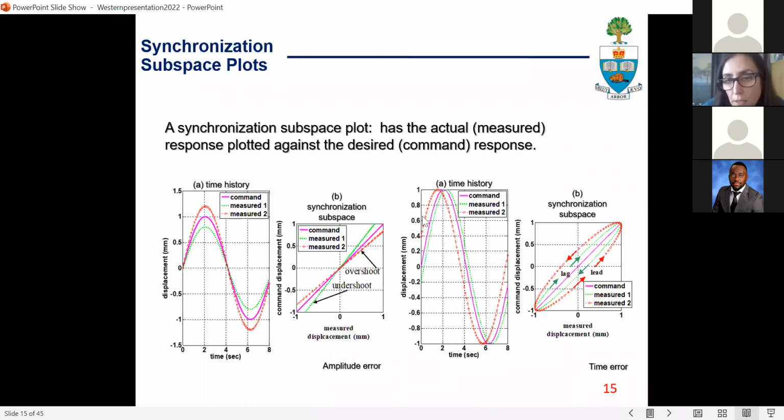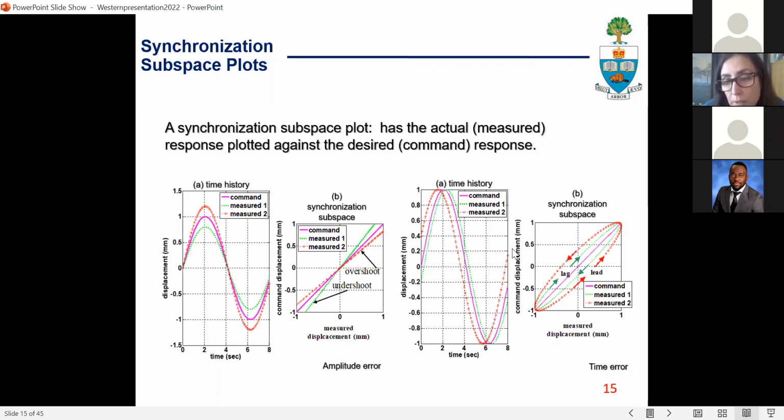Similarly, in here, we have the same purple command displacement, but this time instead of amplitude error, we are introducing lead and lag errors. On top of that, the amount of lag is bigger than the amount of lead. So the green line is leading, the red line is lagging, and they have different amount of phase introduced.